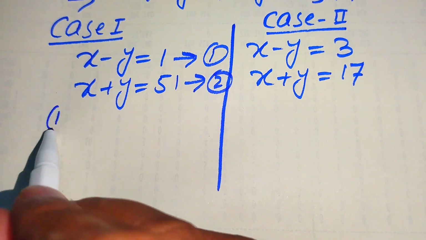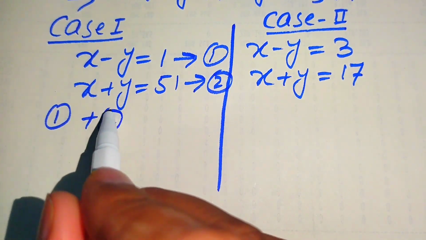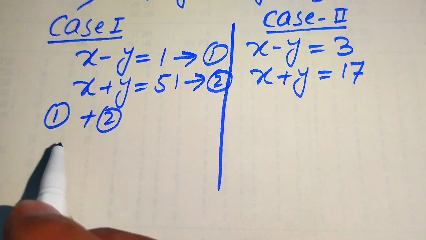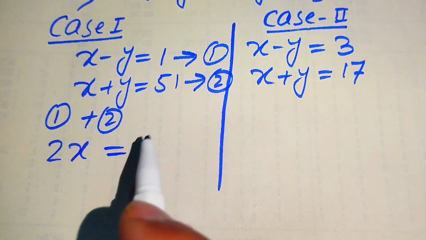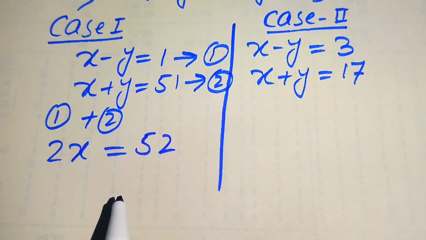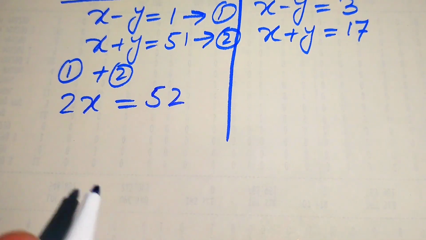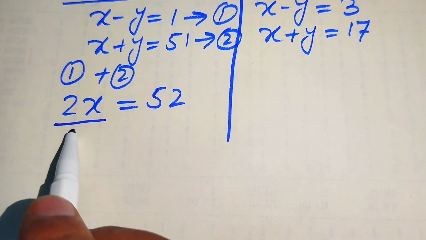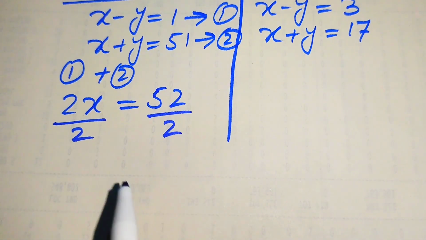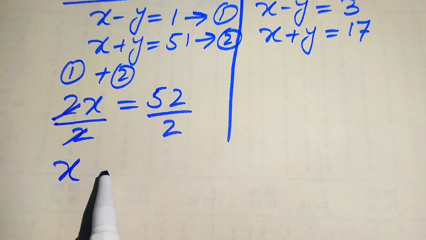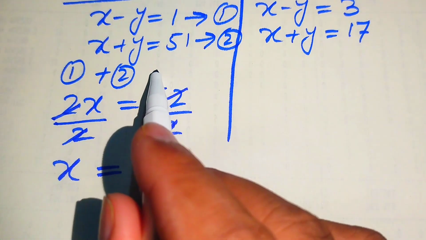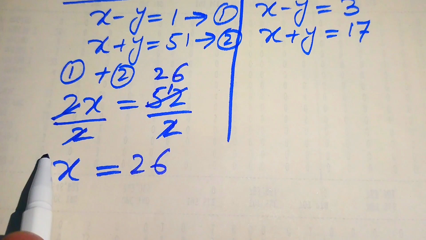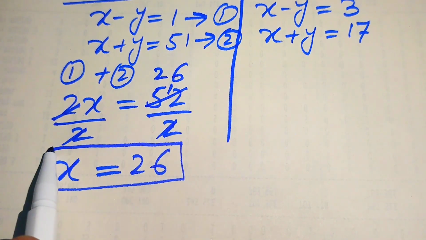And when we add equation number 1 and equation number 2, negative y and positive y are gone, and we get x plus x becomes 2x equals to 1 plus 51 becomes 52. And in the next step we need to find the value of x, and for this we remove this 2, so we divide both of the sides by 2. This 2 and this 2 are gone, and we get x is equals to 2 times 2 becomes 4, and 2 6s are 12. So we easily get the value of x is equals to 26.